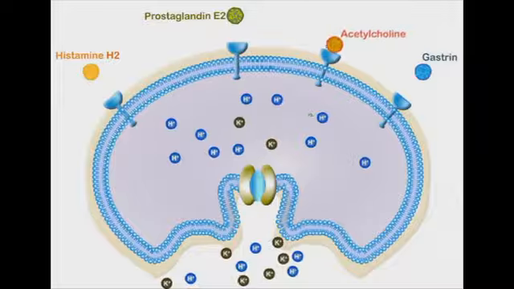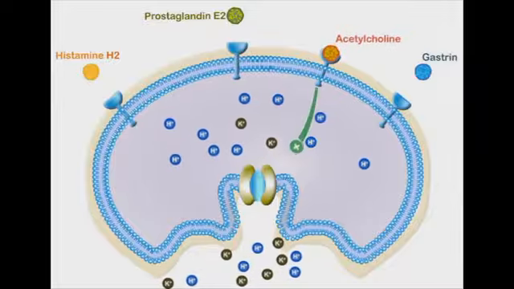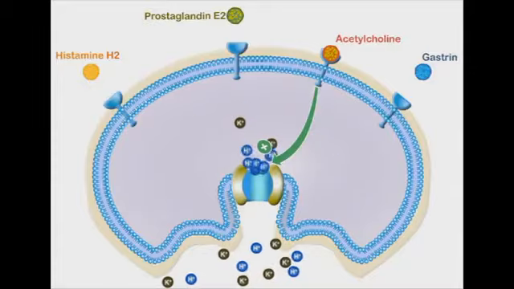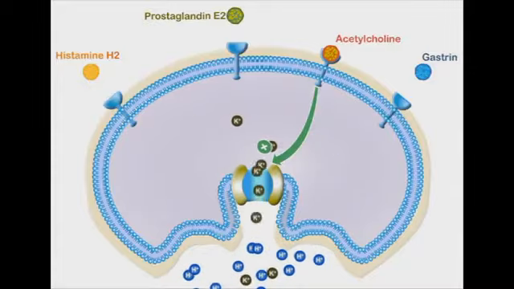Similarly, acetylcholine enhances the activity of proton pumps. Thus, stimulation of cholinergic receptors increases the acidity of gastric lumen.